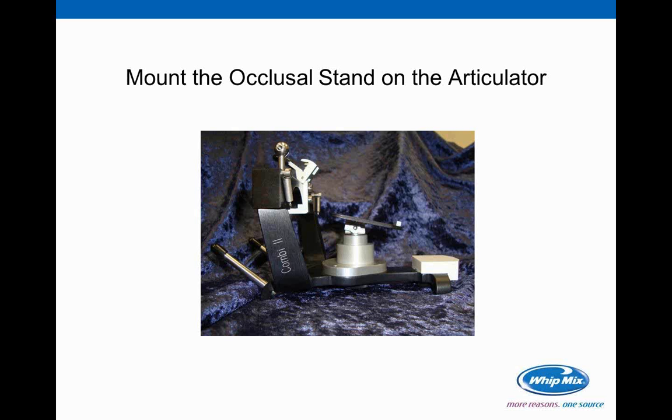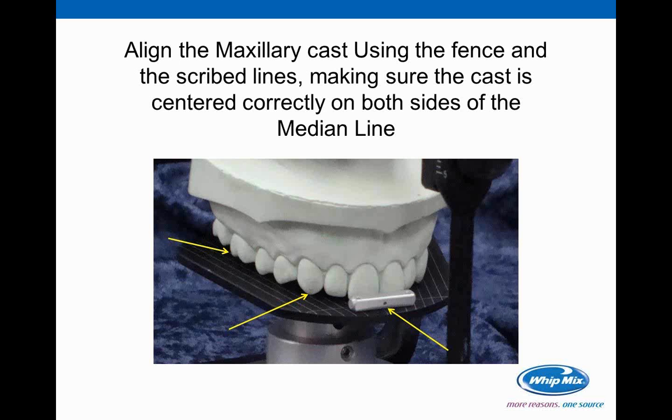Now, you're going to mount your occlusal stand on your articulator, and then you're going to align the maxillary cast using the fence and the scribed lines to make sure that the cast is centered correctly. Now, if you do not have those scribed lines on your particular mounting table, then you're going to want to methodically put some lines there so that you can go to the same spot each and every time.